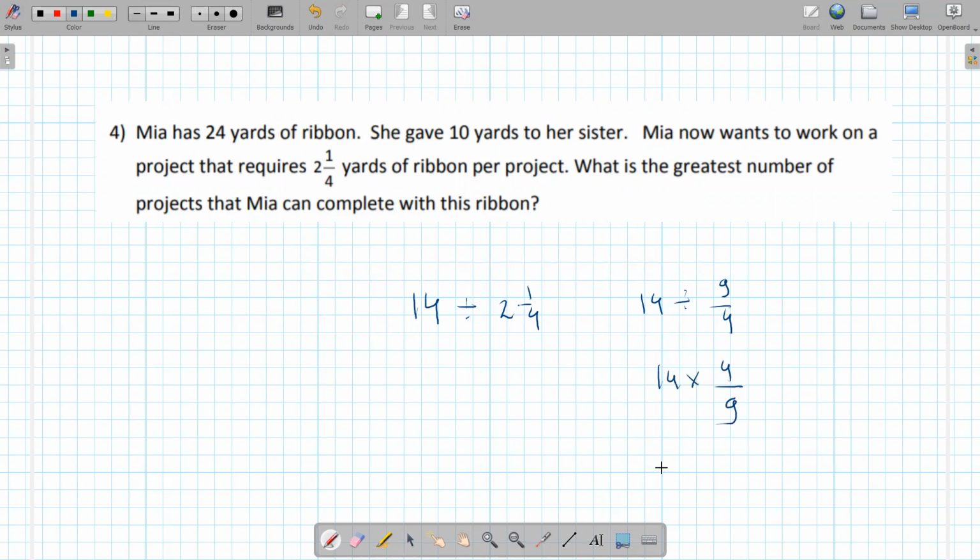And you can't really cancel these. 14 times 4 is 56 over 9. So that is 6 and 2 over 9. So she can complete six projects, because you can't really complete part of a project, it doesn't count, right? So the maximum projects she can complete is 6.